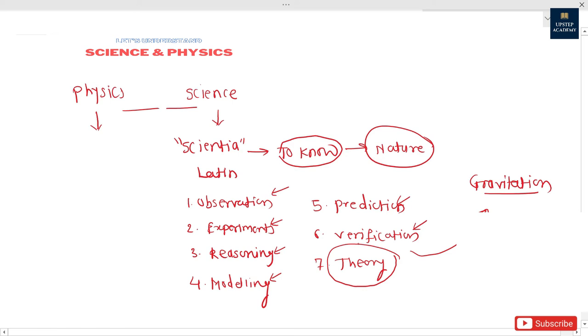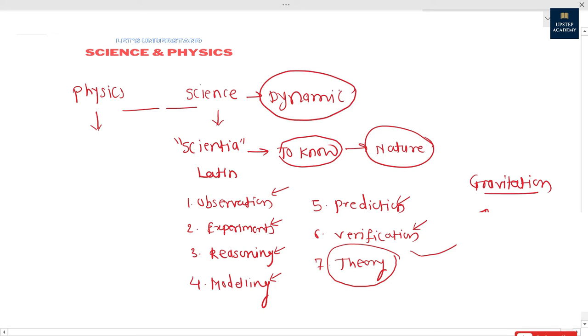Anyone who wants to claim any particular theory has to go through all these steps, and then he can claim his work to be a theory or law. That is what we call the scientific method. And we all know that science is dynamic. Why is science dynamic? Science is dynamic because there is no permanent theory, no theory which is final in science. So that is why science is dynamic.